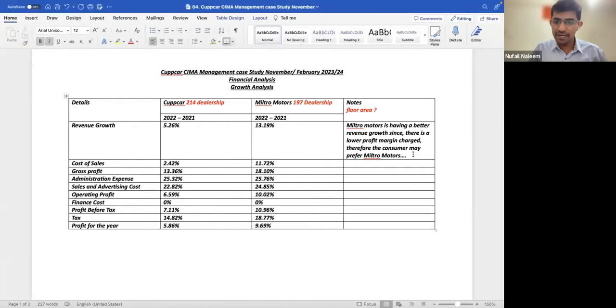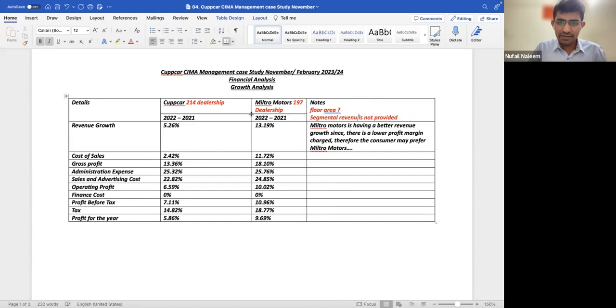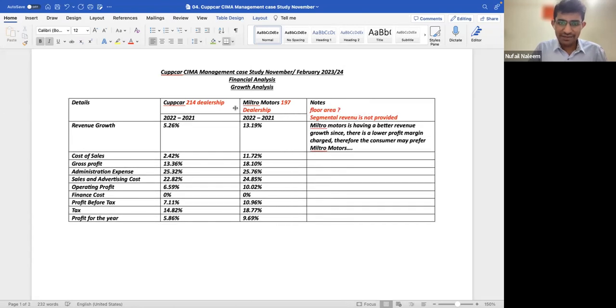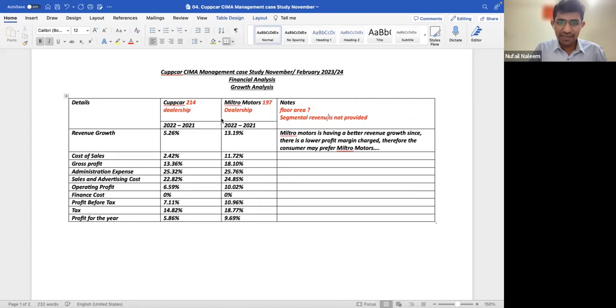Now I'm coming to the explanation. Segmental revenue is not provided. Makes sense now, students? Segmental revenue not provided. Do you agree with that point? Of course, I think you would have understood that in a very sensible and practical manner. So segmental revenue is effectively not given. I believe everyone has got the clarity behind that.